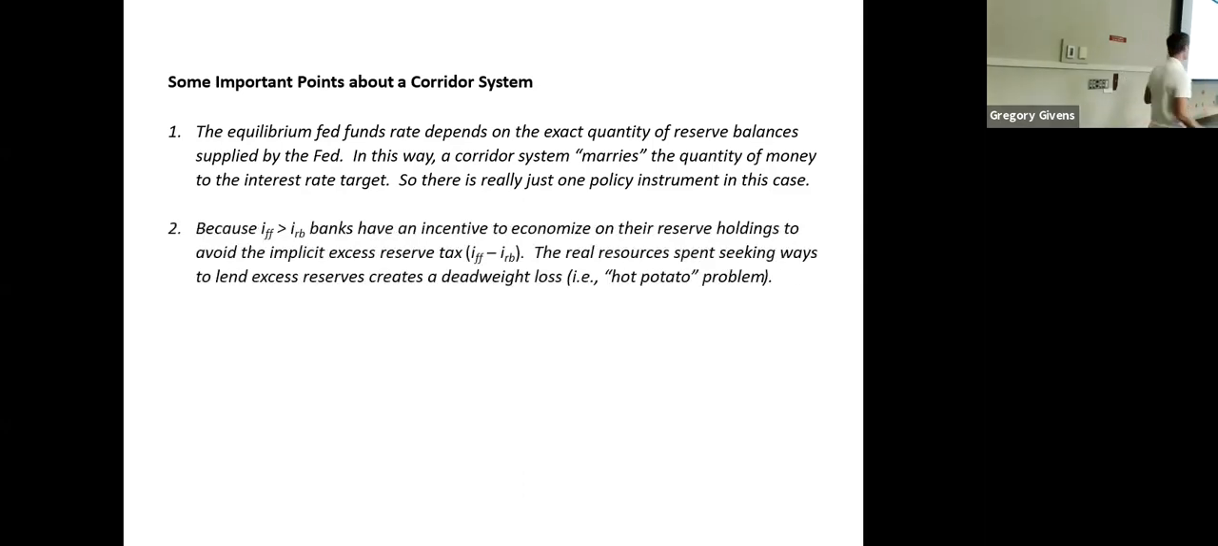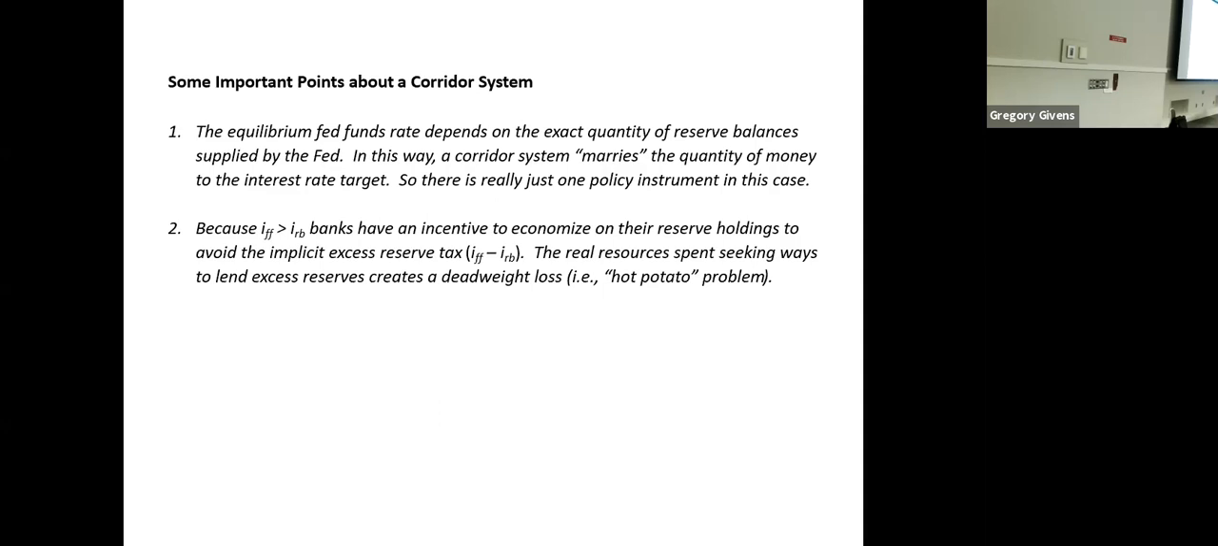Okay, second point. Because the funds rate is still above the interest rate on reserve balances, there's going to be this incentive to try to economize on reserve holdings. So banks are still going to face an implicit tax on their holdings of reserves anytime the funds rate is higher than the IRB rate, okay? And that implicit tax is just the difference between those two interest rates, okay?